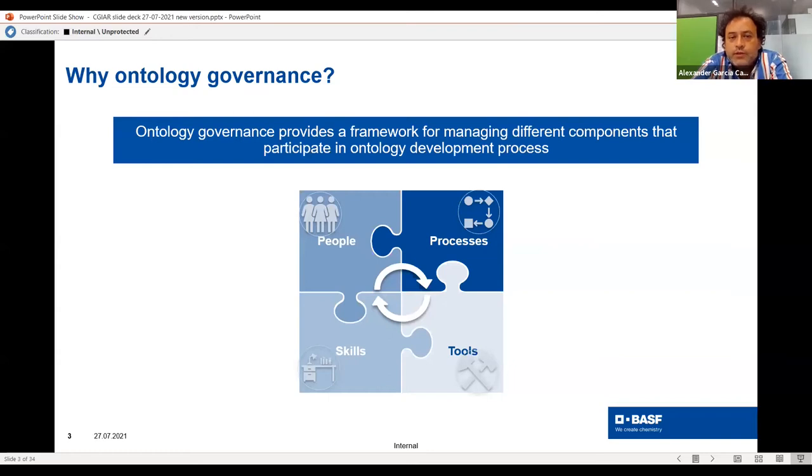Why do we need governance? Because we need a framework for managing the different components and stakeholders that participate in the ontology development process. When I started to conceptualize this whole project, I was thinking in terms of the ontology development process as such. But as we have been going through the process of doing the governance for our organization, I have come to the conclusion that we are really making this governance framework not for the ontology development process, but for the business of ontologies, which is a little bit higher up.